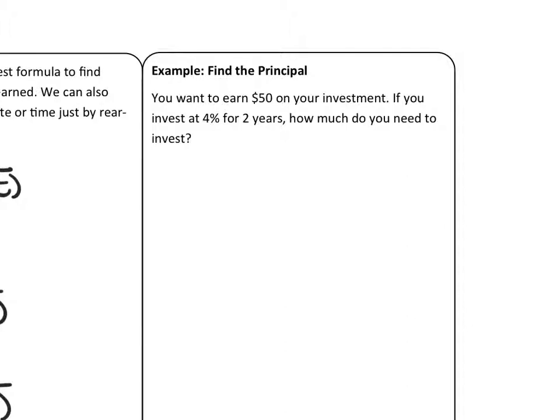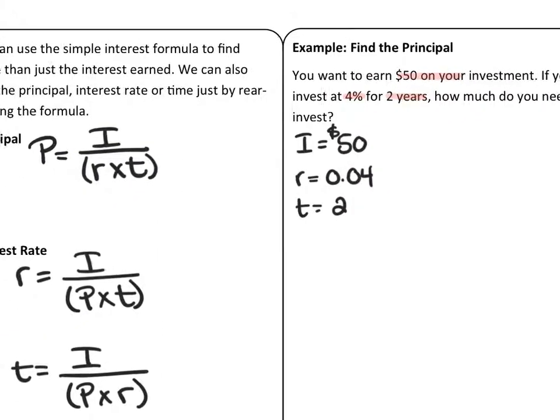So moving over here, let's find the principal. And again, I like to highlight. You want to earn $50 on your investment. If you invest at 4% for 2 years, how much do you need to invest? So in this case, our I is $50 because that's what we wanted to earn. R is our interest rate, 4% in decimal form. And then time is in years, 2. So we'll just use the formula that's over here to find principal.